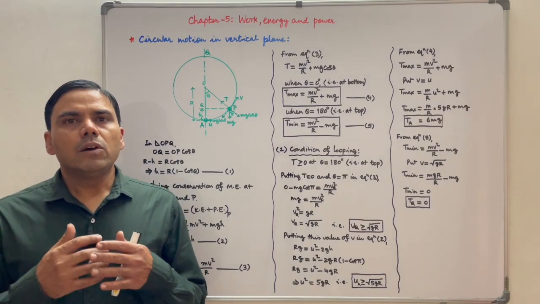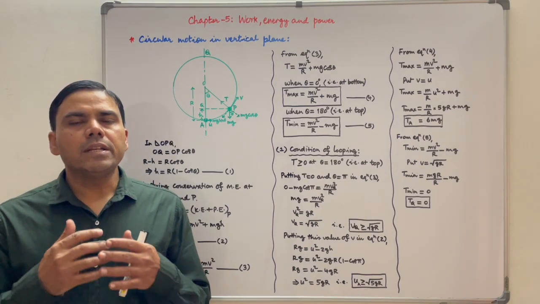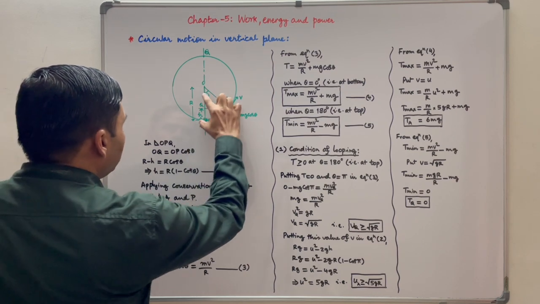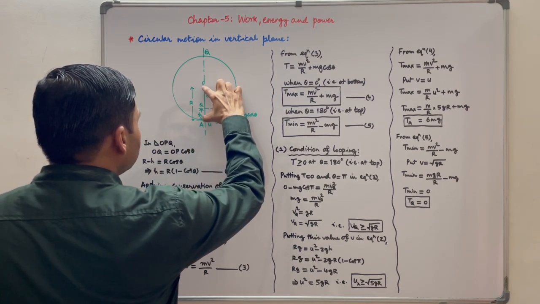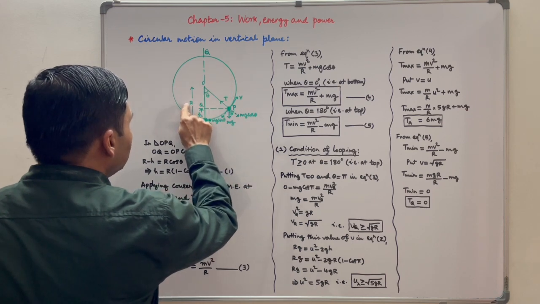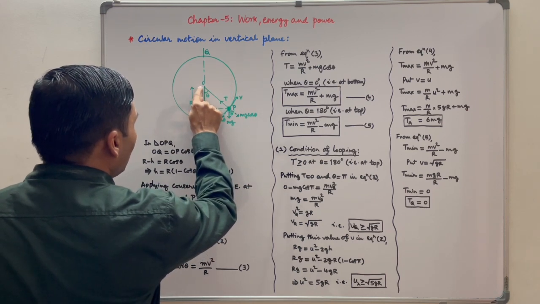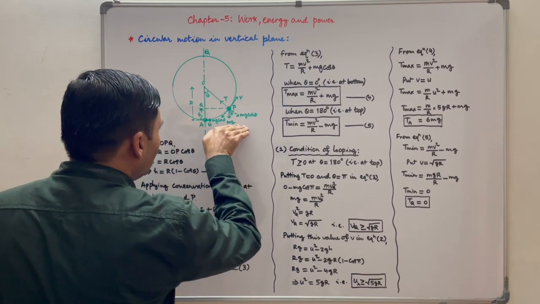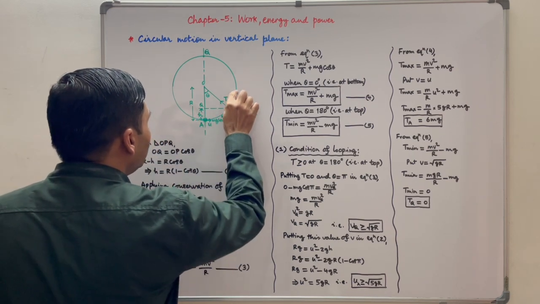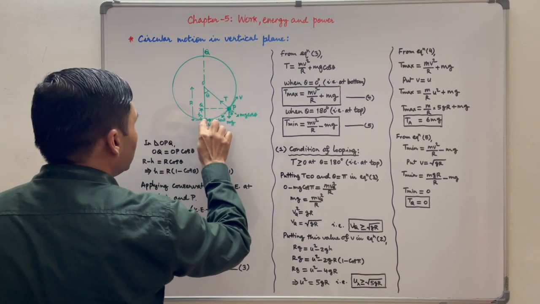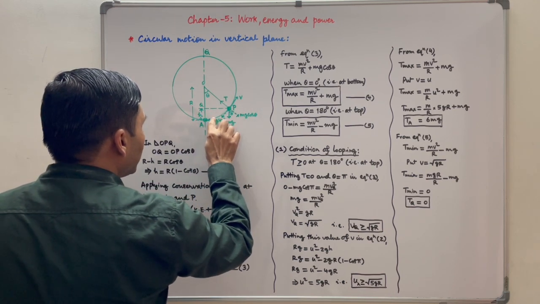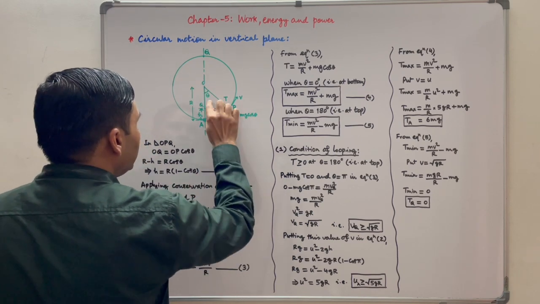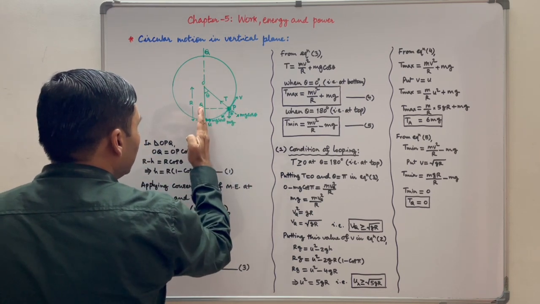Hello children, now let us understand circular motion in vertical plane. Suppose a particle of mass m is connected with a light and inextensible string of length r. The string is fixed at point O. Particle is given a horizontal velocity u so that it starts moving on a circular path in vertical plane. At some point of time it is at point P so that line OP makes an angle theta with vertical.